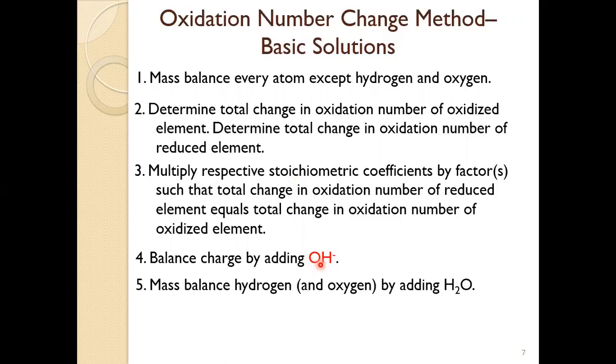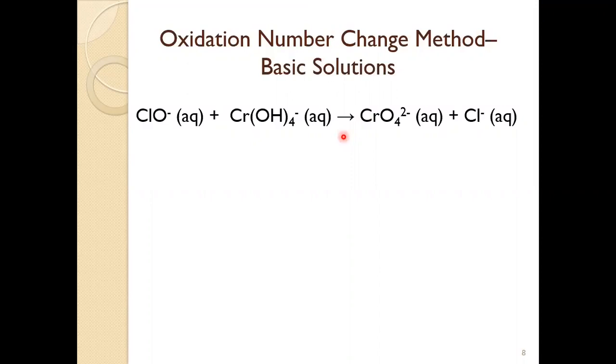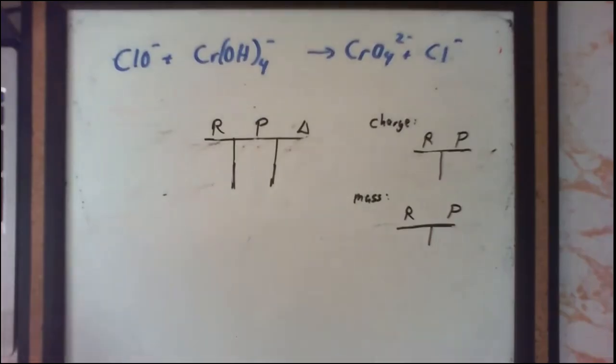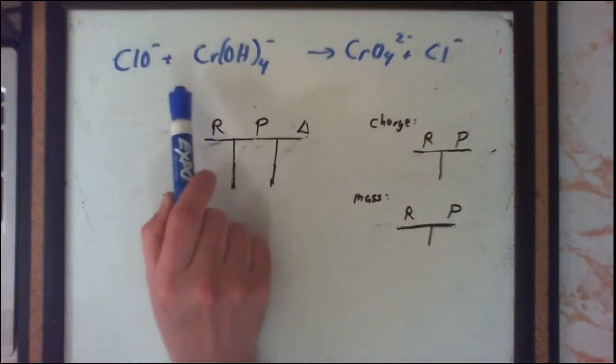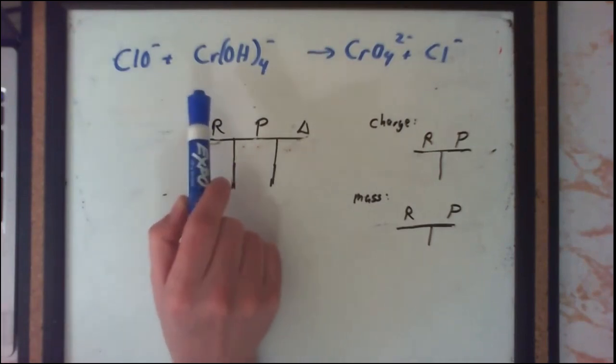And then steps 5 and 6 are exactly the same. We'll then mass balance the hydrogen and oxygen atoms by adding water molecules to one side or the other, and then finally make sure that it's balanced by mass and charge. So we'll finish up this lesson with 2 examples of balancing these redox reactions in basic solutions using the oxidation number change method. The first step, as always, is to make sure everything's mass balanced except for oxygen and hydrogen.